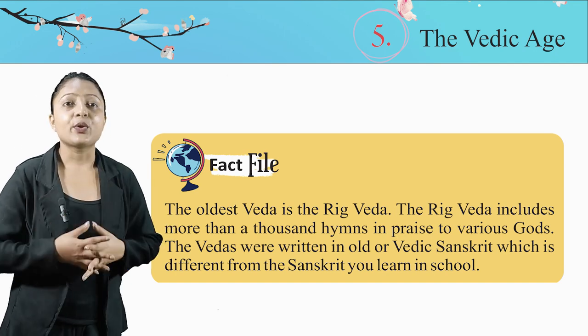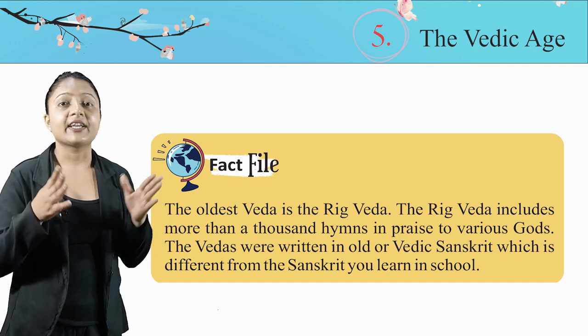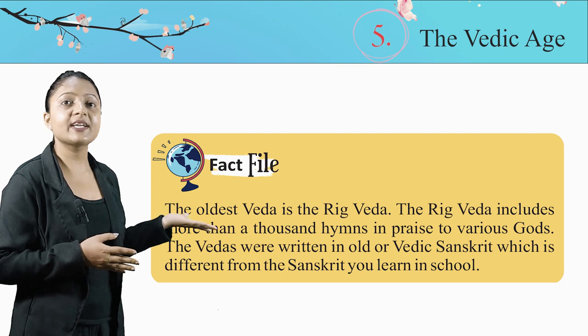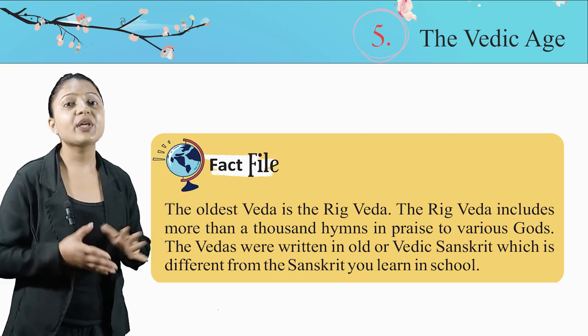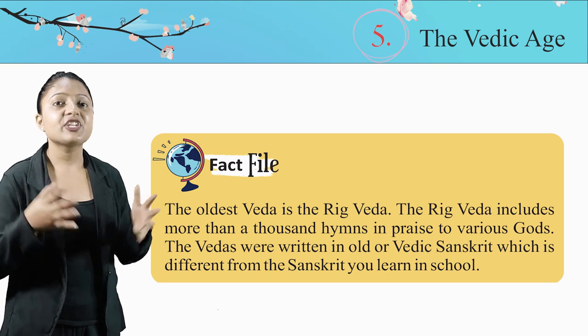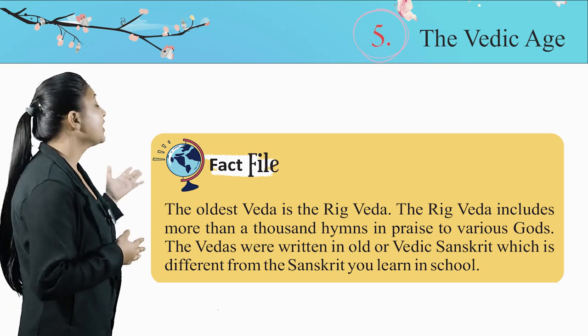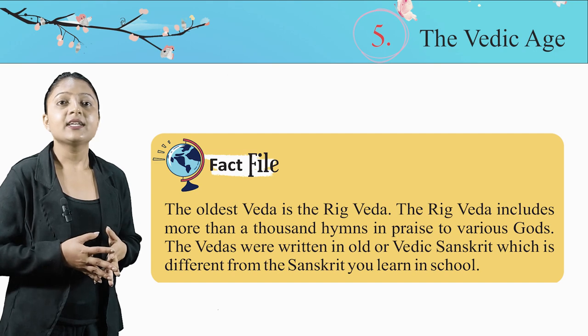Fact file. The oldest Veda is the Rig Veda. The Rig Veda includes more than 1,000 hymns in praise to various gods. The Vedas were written in old or Vedic Sanskrit, which is different from the Sanskrit you learn in school.